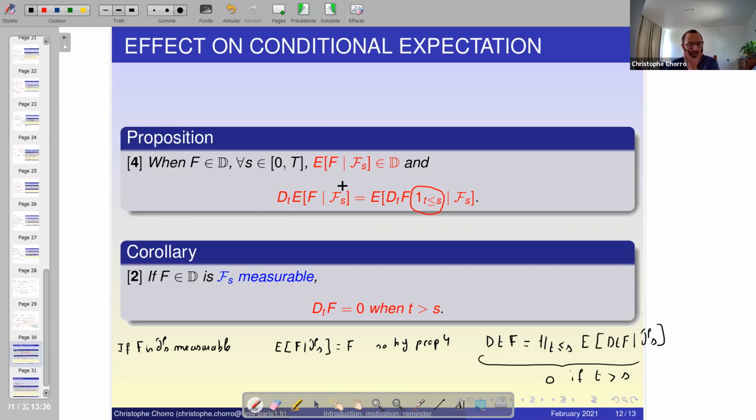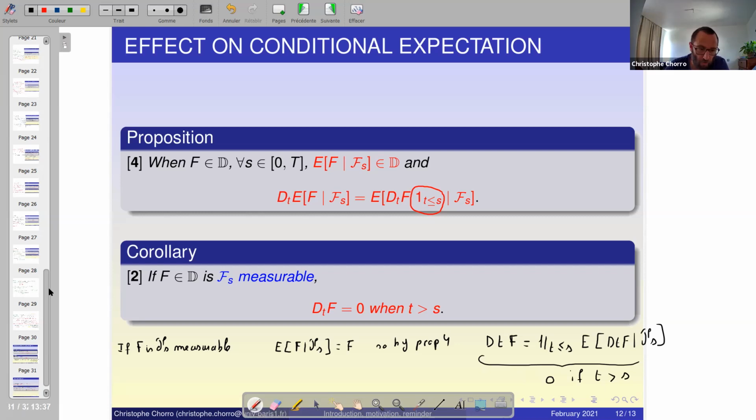So this proposition 4 allows me to very simply obtain corollary 2, which extends the third point we have seen together at the beginning of the session in remark 2 after definition 2: Dt of f is equal to 0 when t is strictly greater than s, when f is an element of the domain that is Fs measurable.